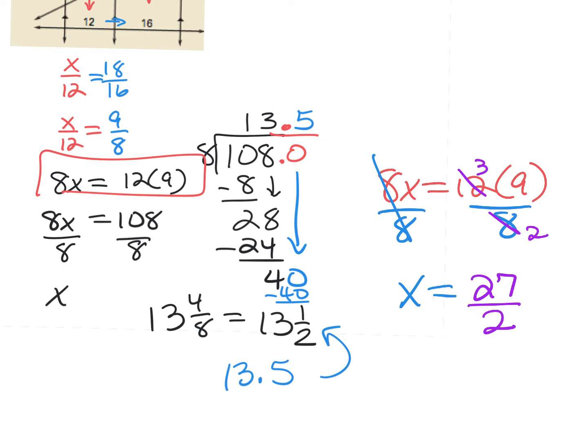2 goes into 27 13 times with 1 left over. I still get the same answer. So it sort of reduces my multiplication and division that I'm going to do in the problem. Again, this method is totally optional, but just be aware that you can do that just to maybe simplify things and bring it down a little. All right, let's try the next one.